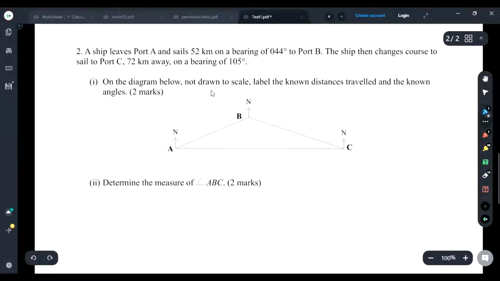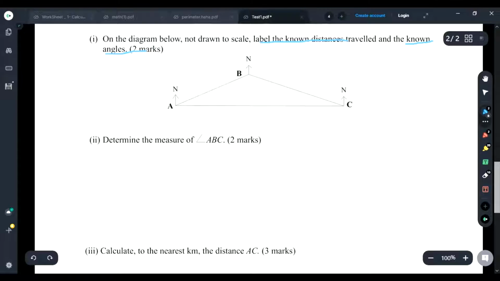Your task for the first part is just to label the known distances and the known angles. So that's your job right there. You get 2 points for that. And this is taken from a CXC. Then your next task is to find the angle ABC, which is this one here.